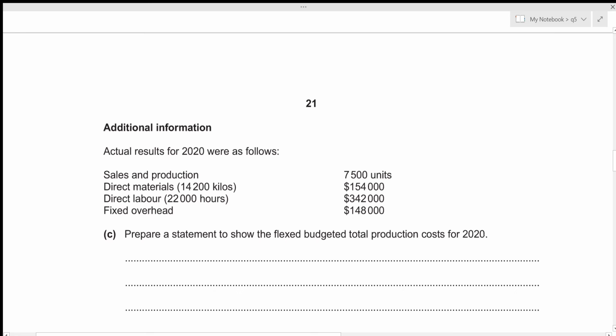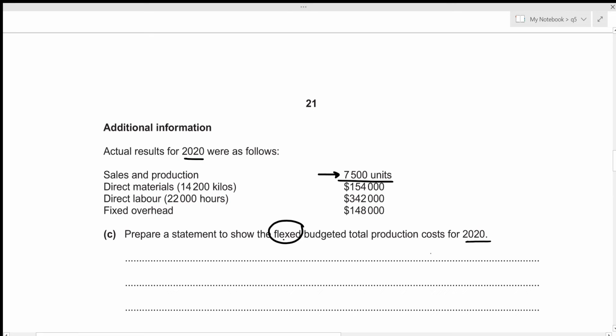We are given additional information. Actual results for 2020 were as follows. We are given the sales and production units, direct material, direct labor, and fixed overhead. Now we need to prepare a statement in order to show the flexed budgeted total production cost for 2020. So whenever we're talking about flexed budgeted total production costs, we replace our budgeted units by the actual number of units. So in this case, that's 7,500 units, right? So we will be preparing our budget for this number of units.